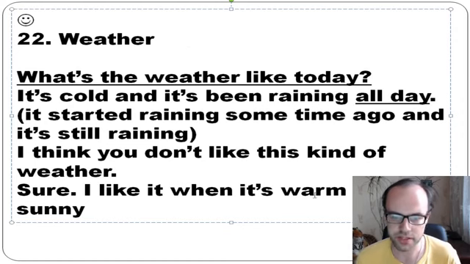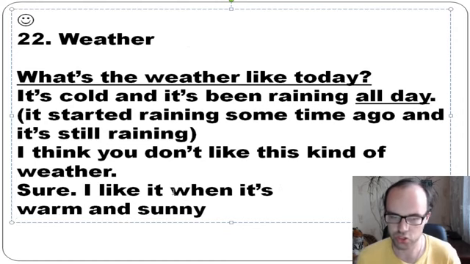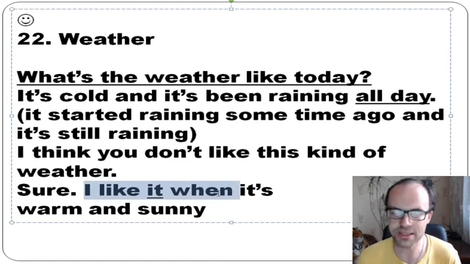I think you don't like this kind of weather. Sure, it means yes, of course. Of course. I like it when it's warm and sunny. I don't know why, but students often forget to put it. So don't forget to do it. Please remember this phrase. I like it when it's warm and sunny. So you can't say I like when it's warm and sunny. It's incorrect. I like it when it's warm and sunny, or I don't like it when it's cold and windy. So like it when.